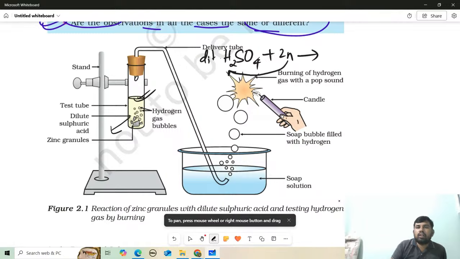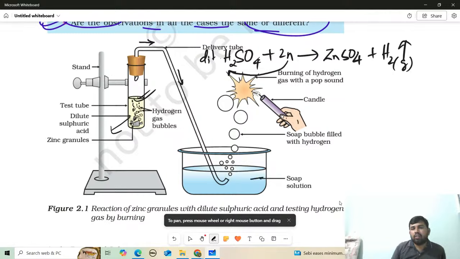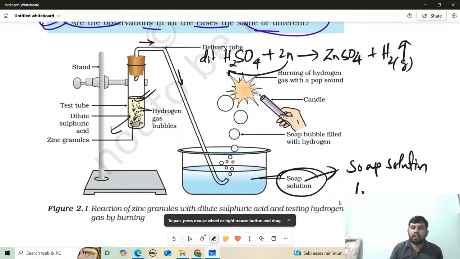Zinc is more reactive than hydrogen, so ZnSO4 plus hydrogen gas is going to be produced. Hydrogen gas will evolve. As you can see, from the surface of the zinc, hydrogen bubbles are produced, and they pass through this pipe and come here. Why do they use a soap solution here? The soap solution will trap the hydrogen gas.